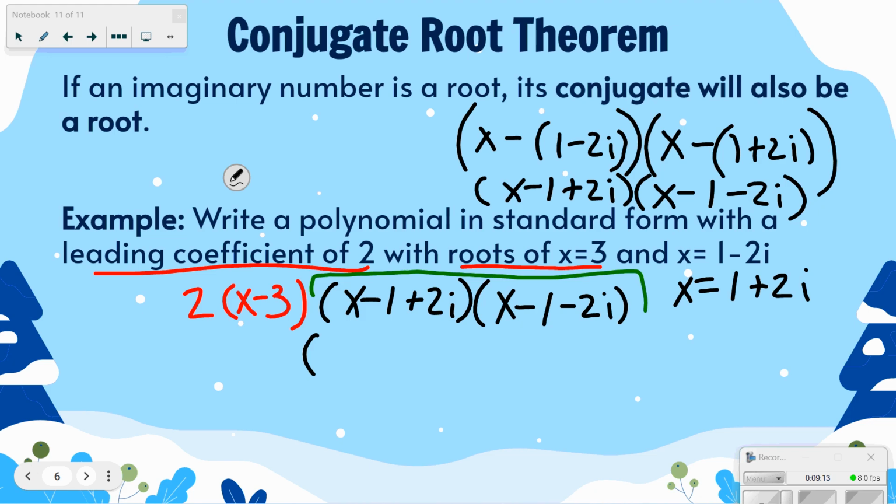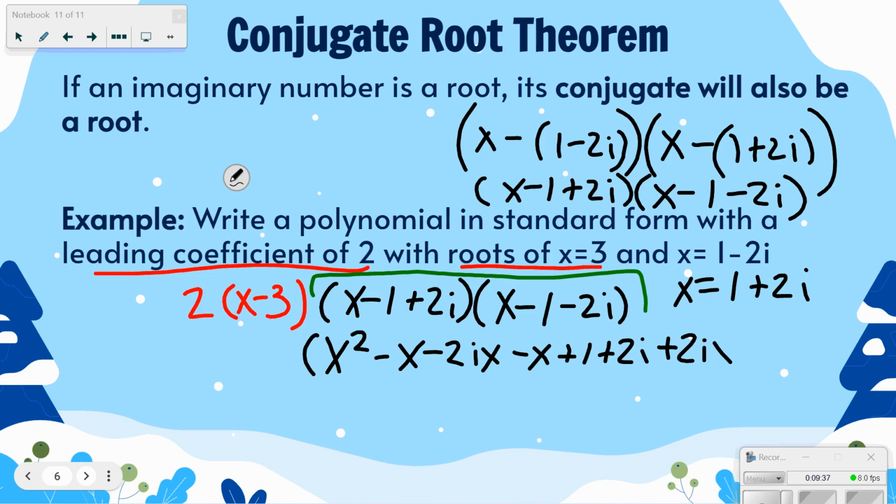So remember when you're multiplying, take each term to distribute in. So we have x squared minus x minus 2ix. Then we'll take minus 1, multiply it in. So we'd have minus x plus 1 plus 2i. And then we'll take 2i, multiply it in to be a plus 2ix minus 2i. And here's the kicker for our last term. We have positive 2i times a negative 2i.